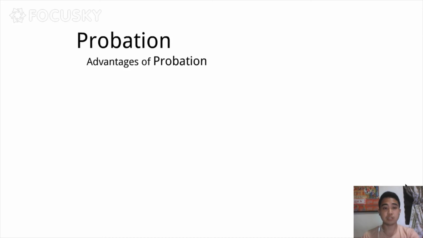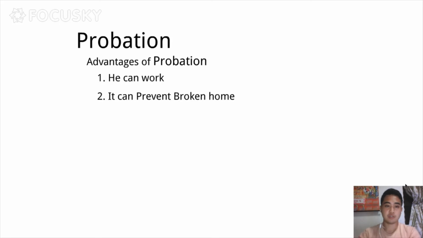So, what are the advantages of probation? We have that convicted offenders can continue to work in their place of employment. Second, it prevents the tendency of a broken home. And also, it relieves prison congestion.